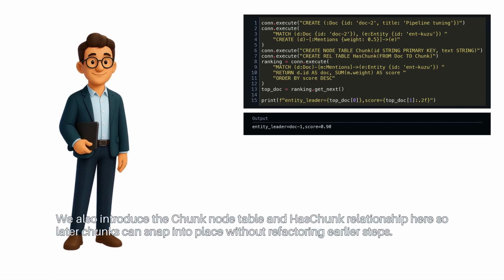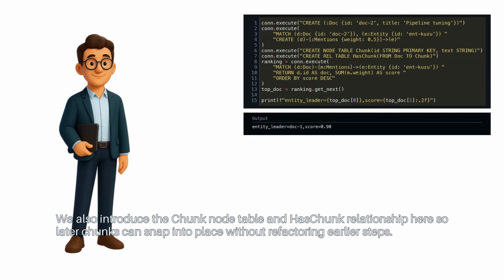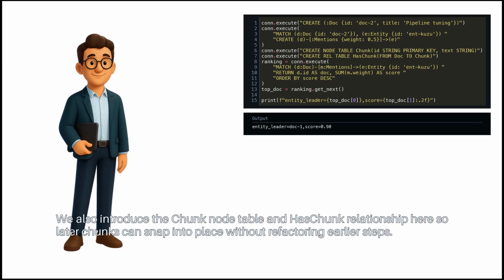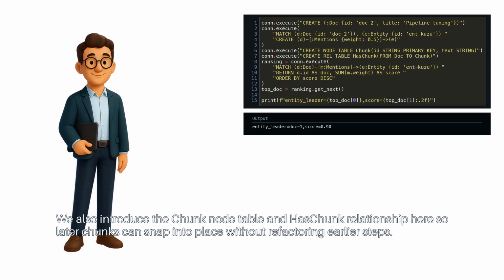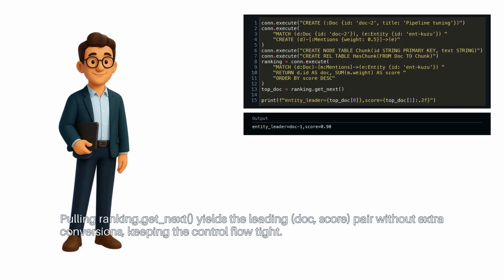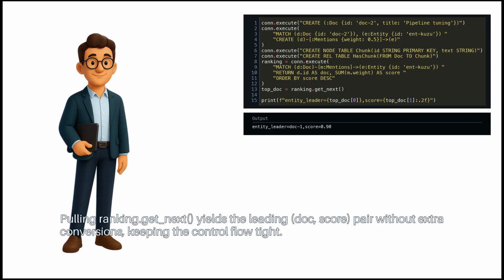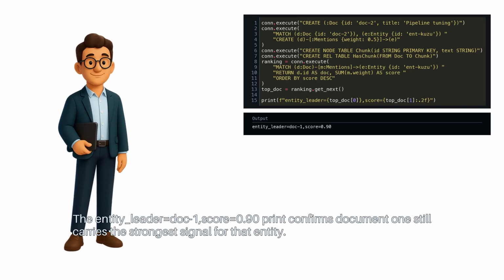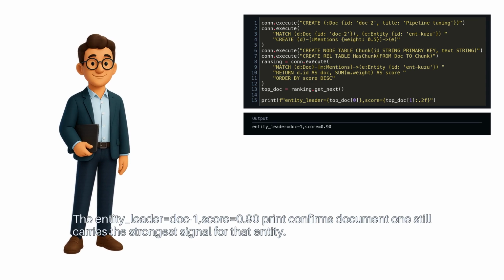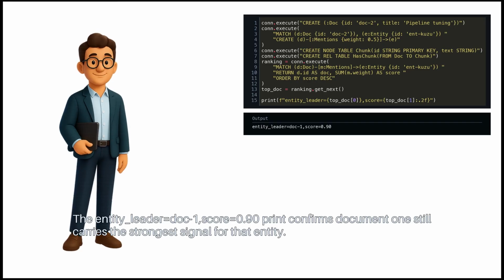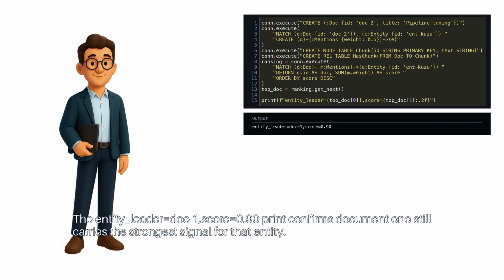We also introduce the chunk node table and has_chunk relationship here, so later chunks can snap into place without refactoring earlier steps. Pulling ranking.getNext yields the leading doc score pair without extra conversions, keeping the control flow tight. The entity leader doc1 score equals 0.90 print confirms document 1 still carries the strongest signal for that entity.